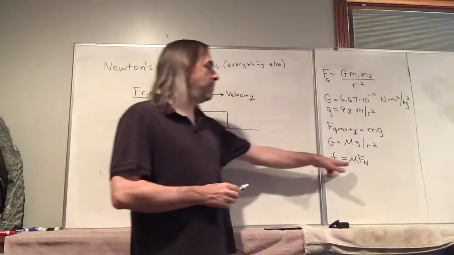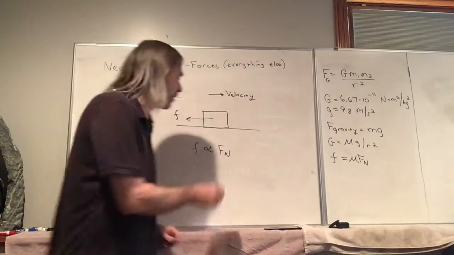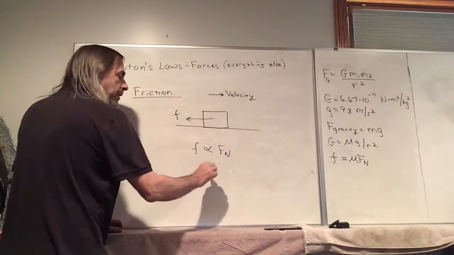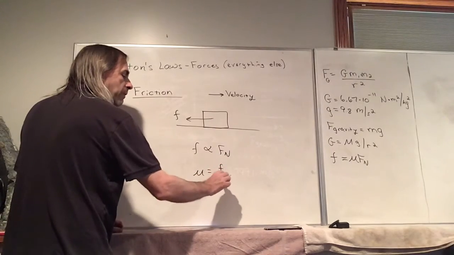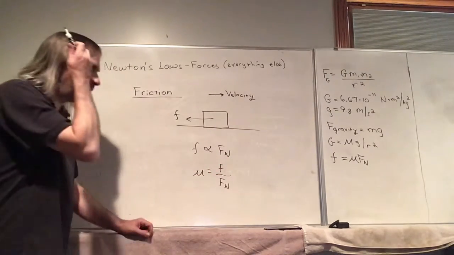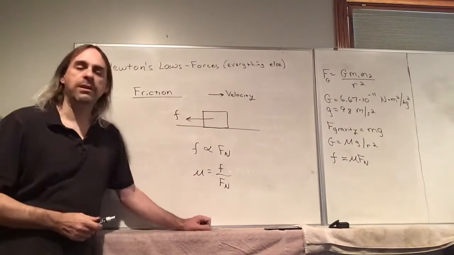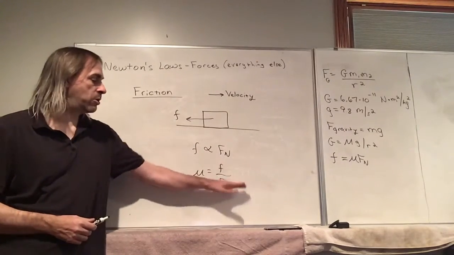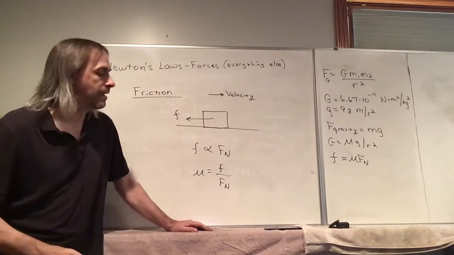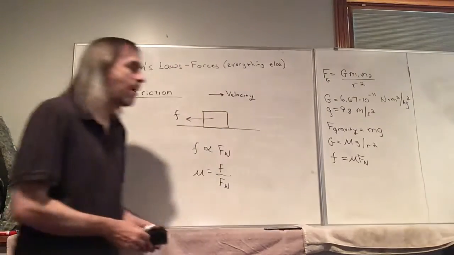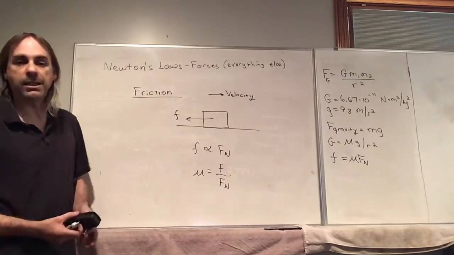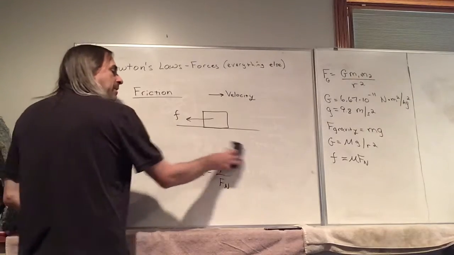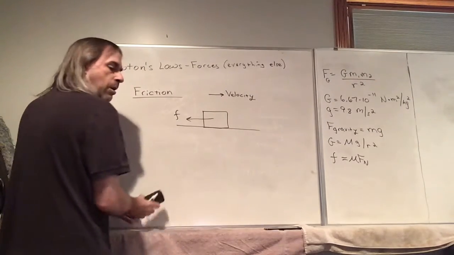Now notice that mu is a force divided by another force. If we solve it, that'd be the frictional force divided by the normal force. And so this is just a number. It doesn't have any units. It's newtons over newtons. It is just a number. Now, what is that number? It depends. Mainly it depends on what the two surfaces are.